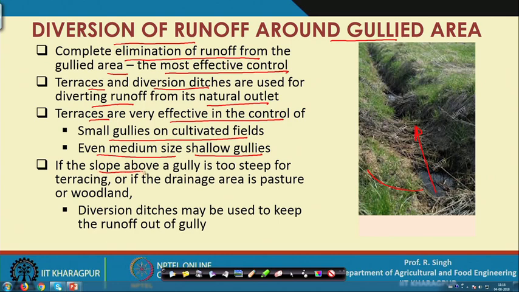So, if the slope above a gully is too steep for terracing, or if the drainage area is pasture or woodland, then diversion ditches may be used to keep the runoff out of the gully. So, if terracing is possible, then obviously we will go for terracing, but if the slope conditions or land use is such that it is not worthwhile to go for terraces, then we can straight away go for diversion ditches. And already we have discussed that the function of these terraces or diversion would be to divert runoff from the natural outlet of a particular watershed or catchment, which is the gullied area that we are talking about.